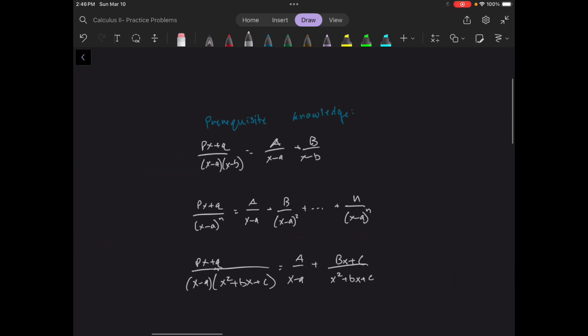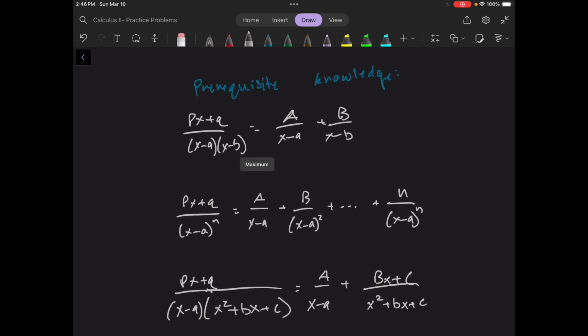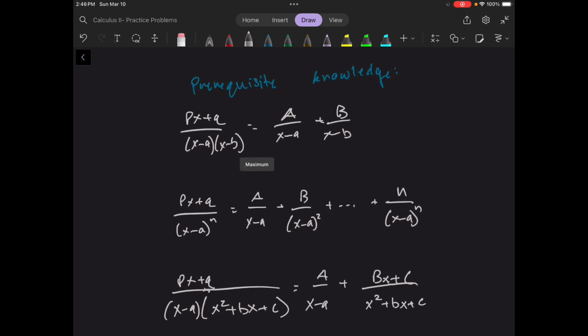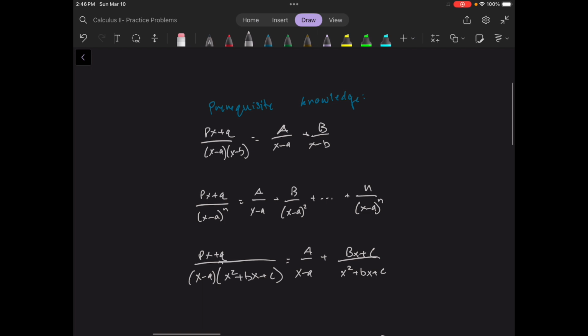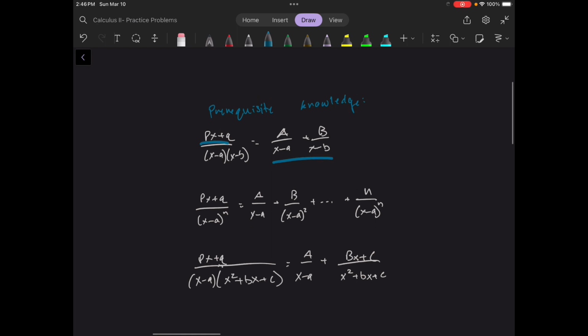We learned these three things, that if you have some function over two factors, you can split them like this, and then you can find the common denominator, and then when you put everything over the common denominator, it would turn to this function, right? So that one we know from college algebra.